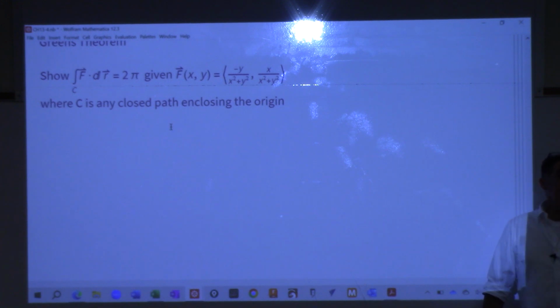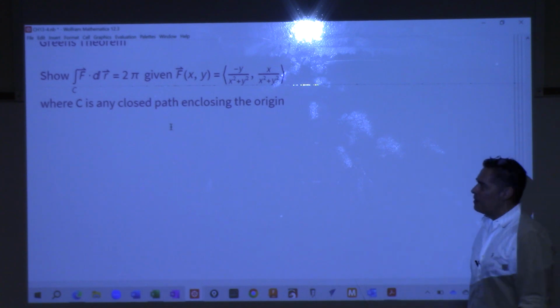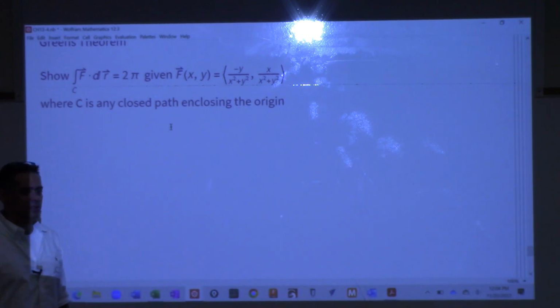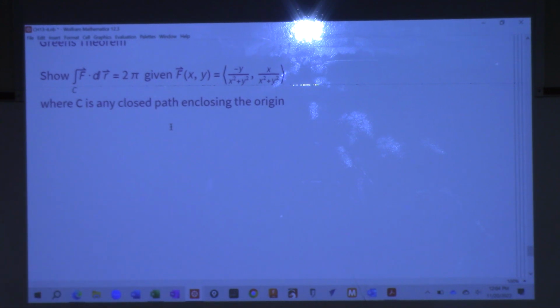Any closed path that contains the origin. What's problematic with something like that? Yeah, how many paths can you come up with that are closed that contain the origin? Infinitely many. So how do you check them?